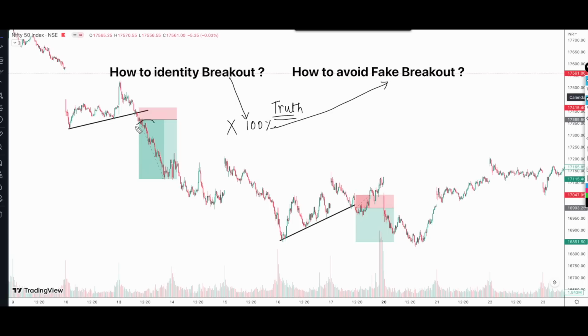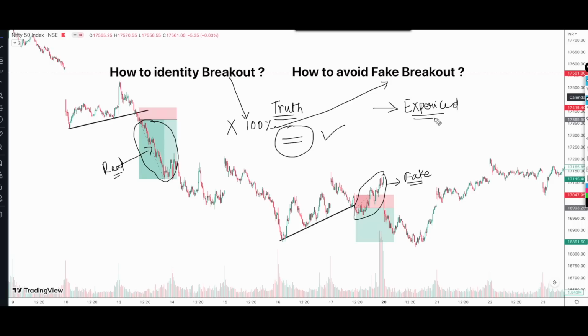We get to know this only after the move is over. Here the move is over, so we know this is a real breakout. Here, only after the move we know this is a fake breakout. This an experienced trader knows already. So what he does is he trades as per probability. So what is the probability?